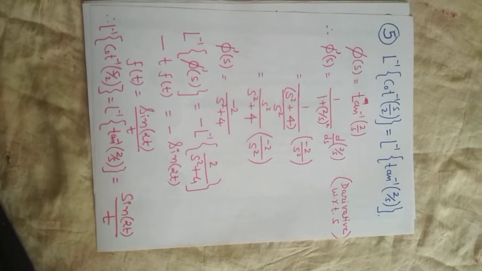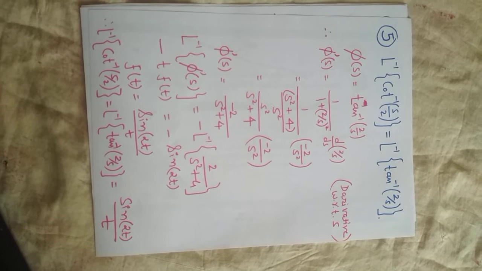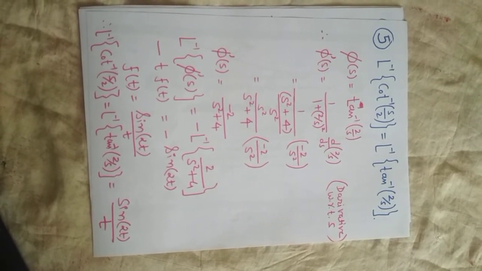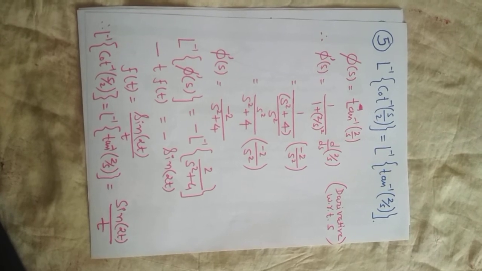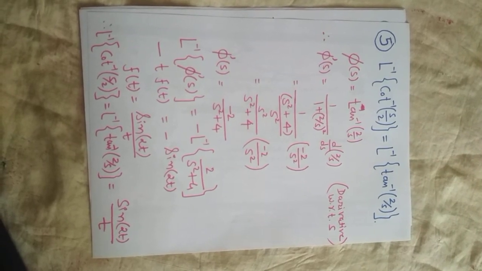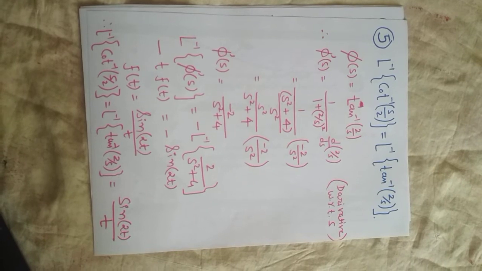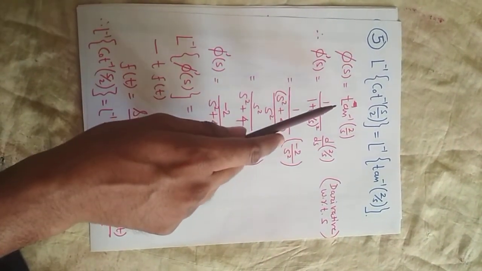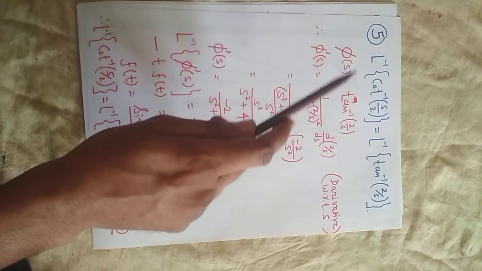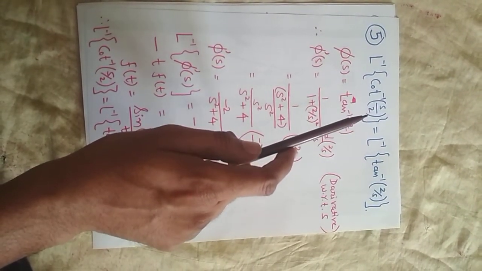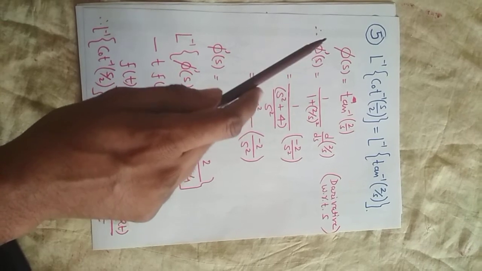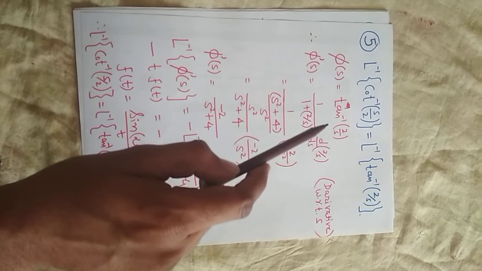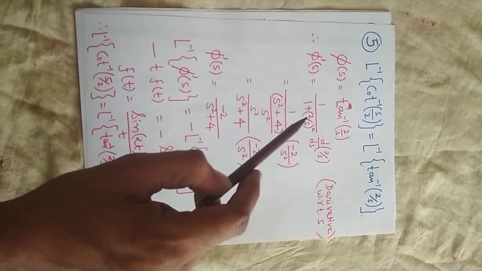Let us see one more example. L inverse of cot inverse (s by 2), or it can also be written as L inverse of tan inverse (2 by s). So here phi of s equals tan inverse 2 by s. Also we can take this function cot inverse s by 2. Therefore phi dash s, because we don't know the inverse Laplace of this function, but after differentiating it is known.